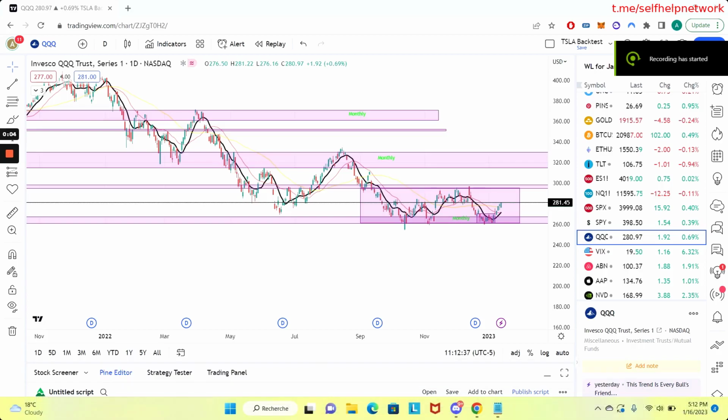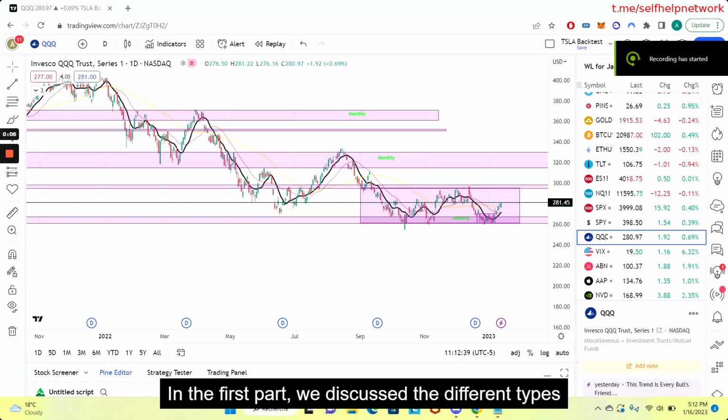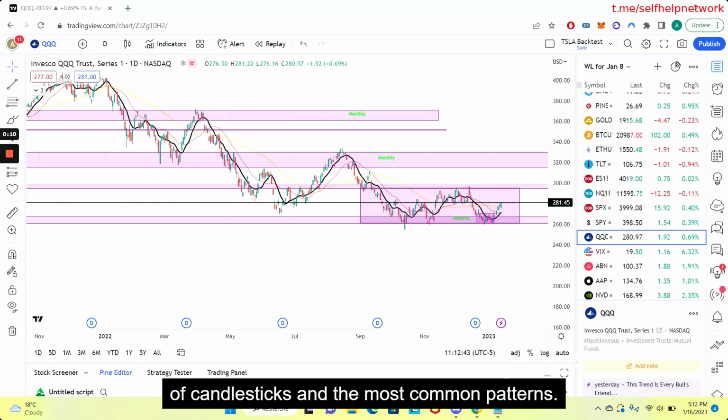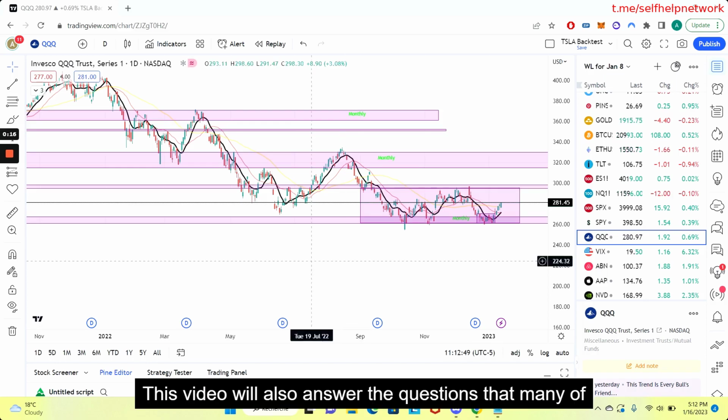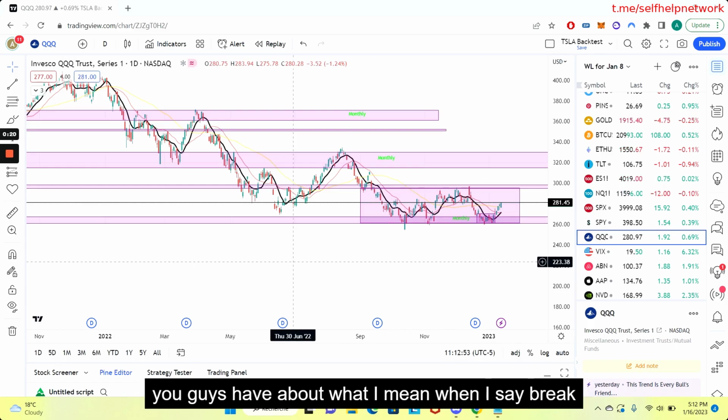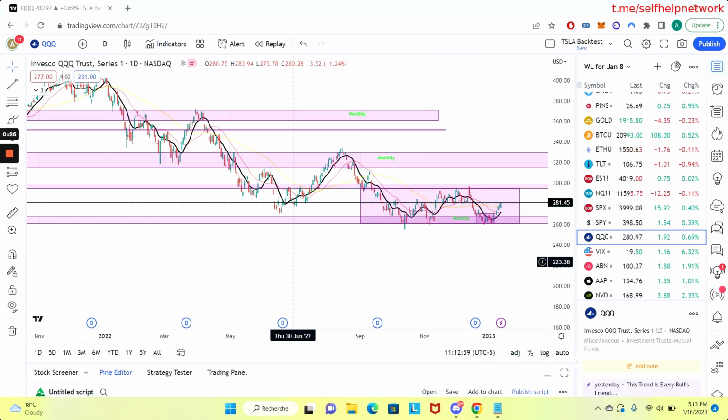Candlesticks tutorial. In the first part, we discussed the different types of candlesticks and the most common patterns. Now we are going to see how to use them in real trading. This video will also answer the questions that many of you have about what I mean when I say break and hold above a certain price level or break and hold below a certain price level.